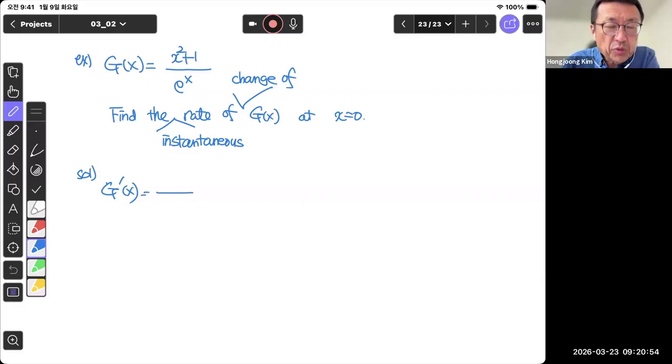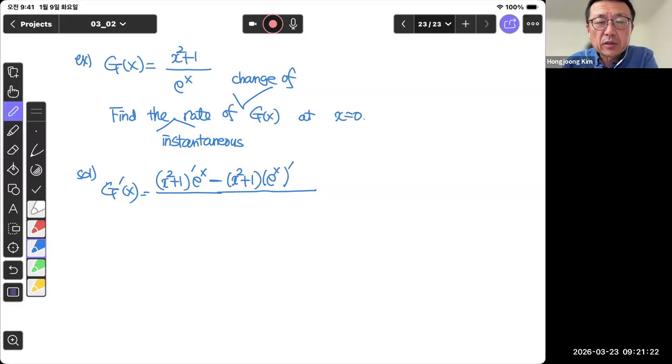And I have the quotient of two functions. So what is the quotient formula? You first differentiate the numerator multiplied by the denominator, and then you subtract the numerator without differentiation multiplied by the derivative of the denominator, and this whole thing is divided by the denominator squared.